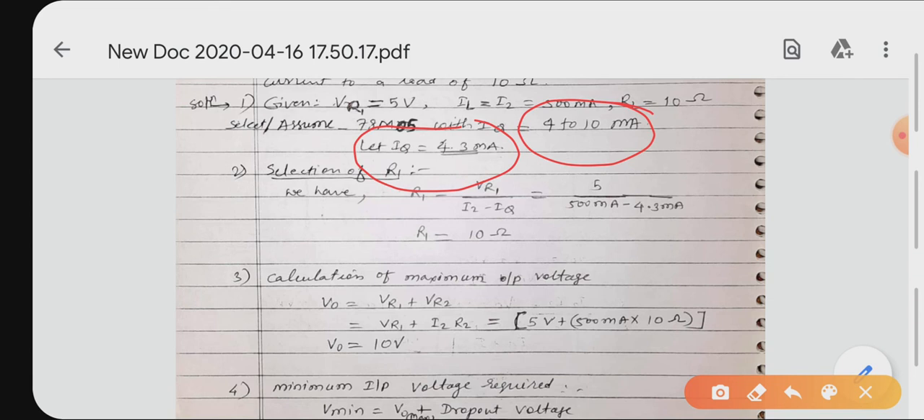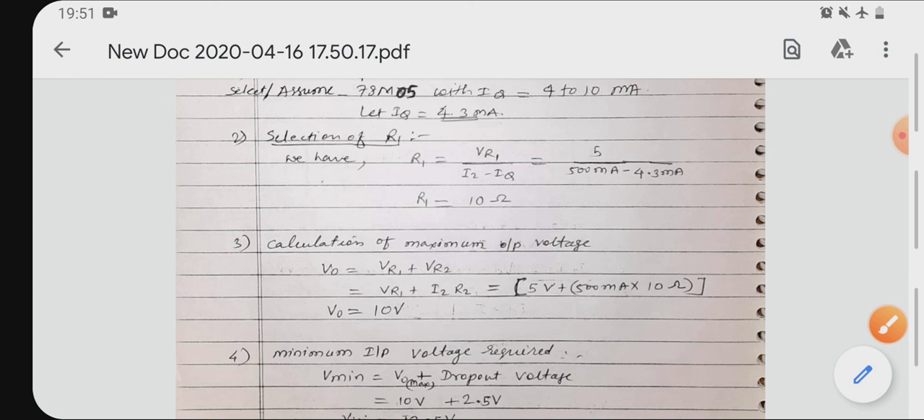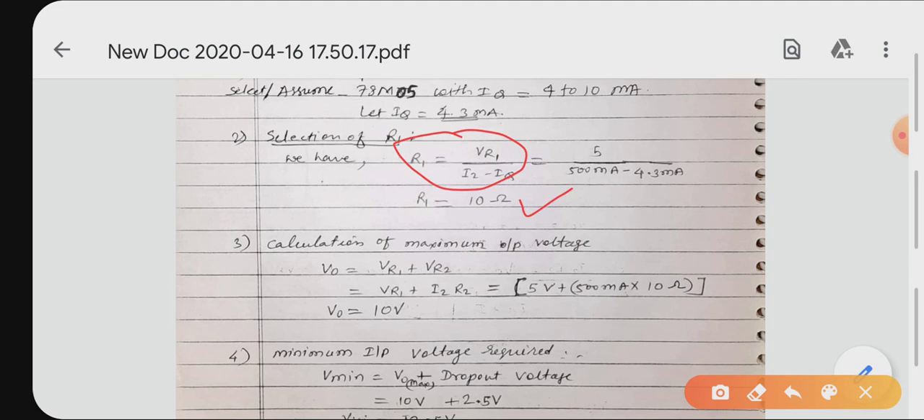So given, then second step, selection of R1 formula. As I told you, R1 equal to VR1 by (I2 minus IQ). I2 is given, therefore we are not using the second formula. So by using this formula you will get the value of R1 as 10 ohm. Calculation of maximum output voltage: VO is equal to VR1 plus VR2, and VR2 is nothing but I2 R2. So keeping the given values, you will get the value of VO as 10 volt.